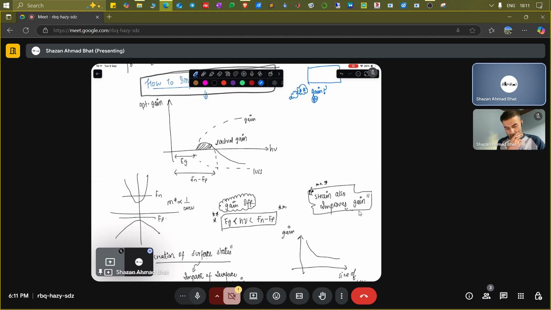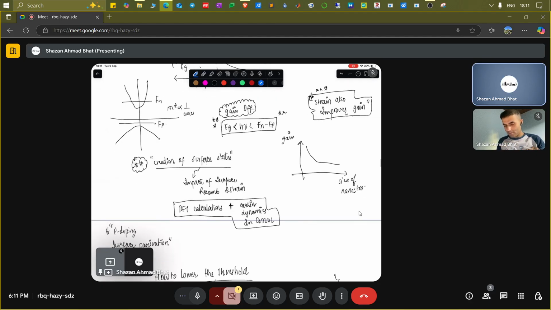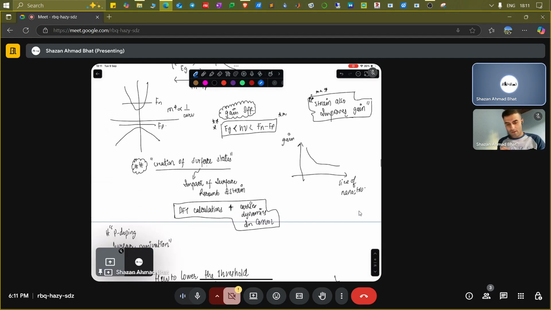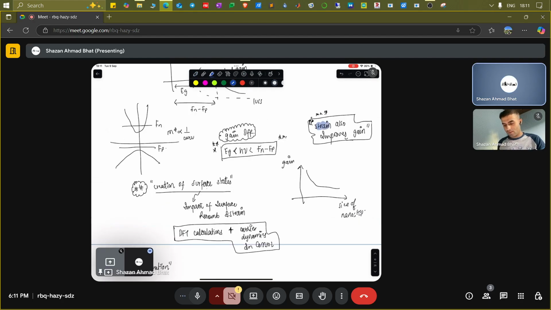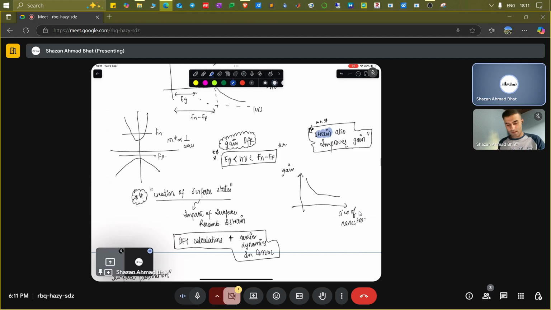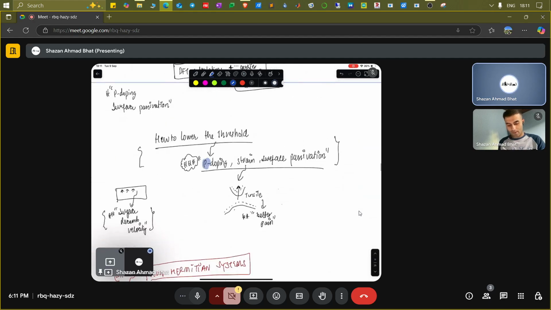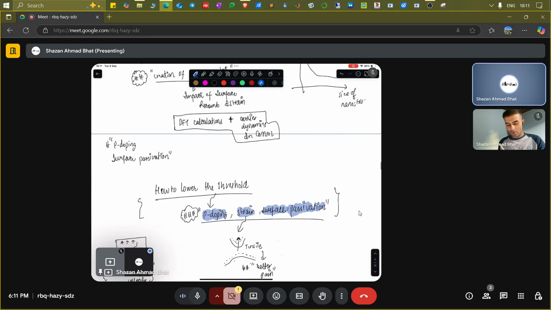So there are certain ways to do it. One way is via strain. I'll talk about each and everything. One way is to dope it. Another way is surface passivation.